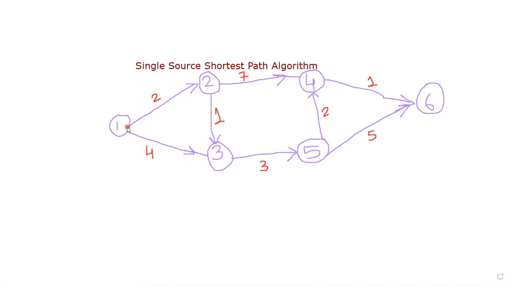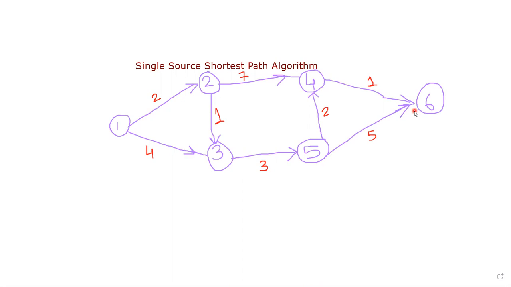That means I have to find the shortest path from the vertex 1 to 2, then from 1 to 3, then 1 to 4, 1 to 5, and then 1 to 6. Okay, maybe it is a direct path or via other vertices.